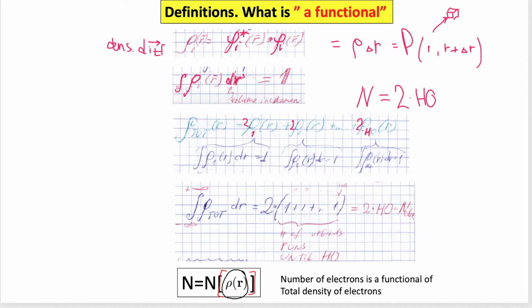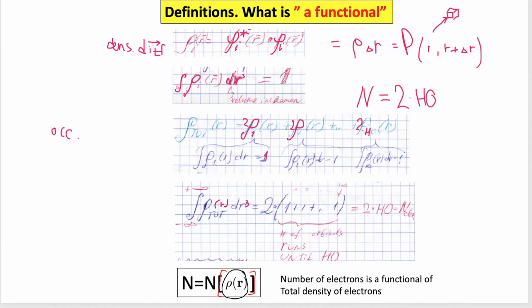So if the integral of each individual density equals 1, and we add together the densities for all orbitals, for all occupied orbitals, then what will be the integral of such total density over the whole space? Please try to tell what you see.